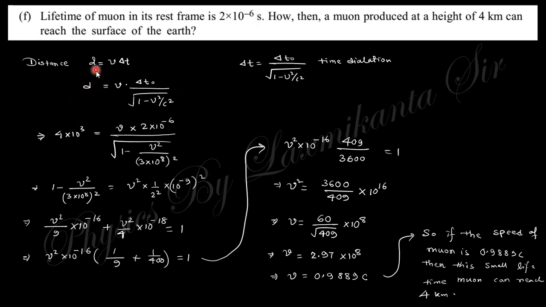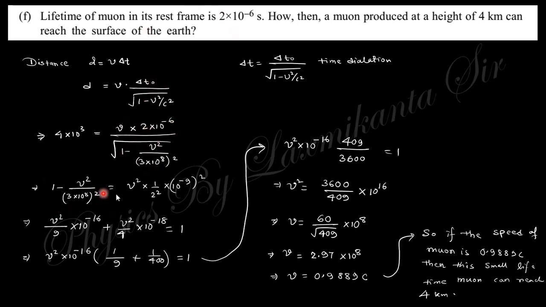So you know the distance is nothing but velocity times time, and there is a relative velocity between the muon and the earth. So that's why there is a time dilation happening here. So you can write down this time dilation formula, proper time to dilated time, the time dilation in the relativistic case. So just put this value: d is 4 kilometer, and this v, and delta t is 2 × 10⁻⁶.